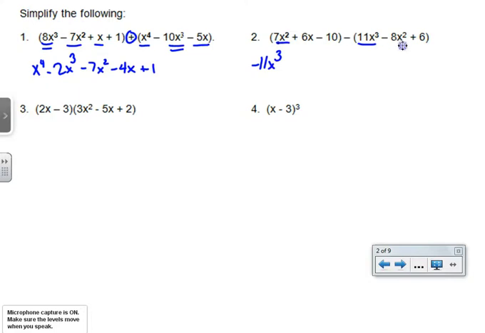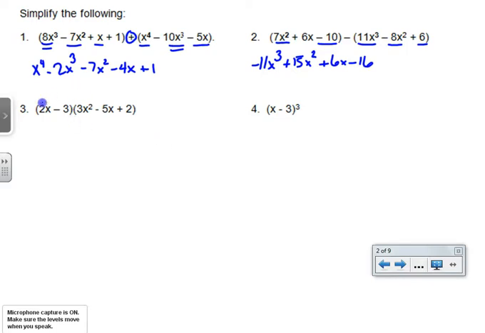7x squared minus negative 8x squared. 7 minus a negative 8 is really 7 plus 8. So that's a 15x squared. 6x, and there's no other x term, so plus 6x. And then negative 10 minus 6 is negative 16. Please use your calculator if you feel like you're going to mess up on that part.